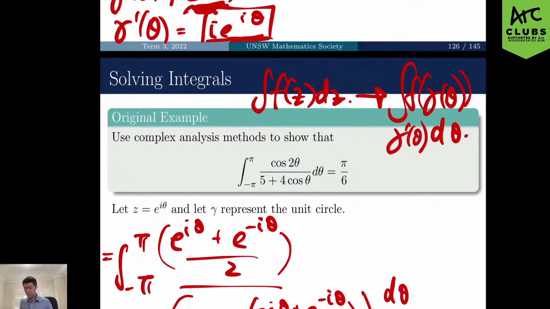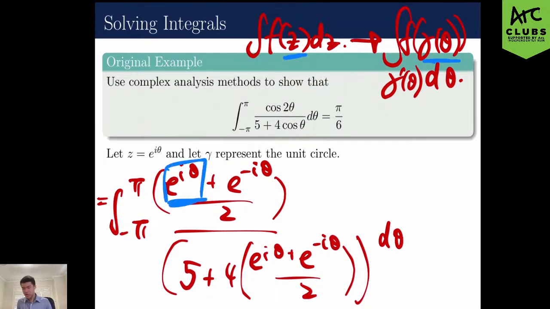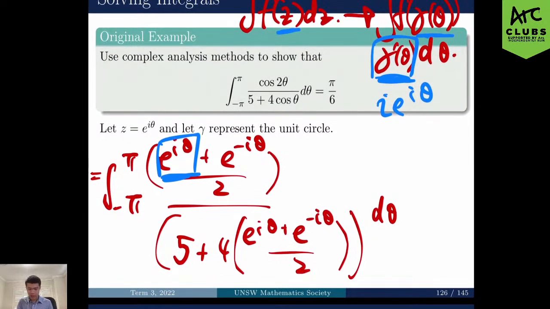But now what we're doing is the opposite. Instead of changing z to γ(θ), which in this case is going to be e^(iθ), we change e^(iθ) back to z. But also we need to somehow have the derivative term, so i times e^(iθ) in there. But we don't really have it directly, so what we do generally, I'll just start a new page.